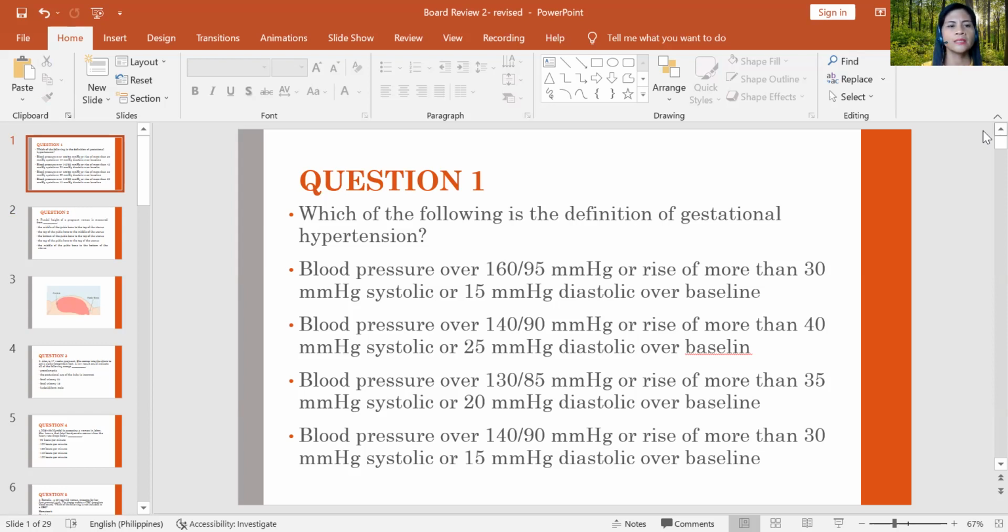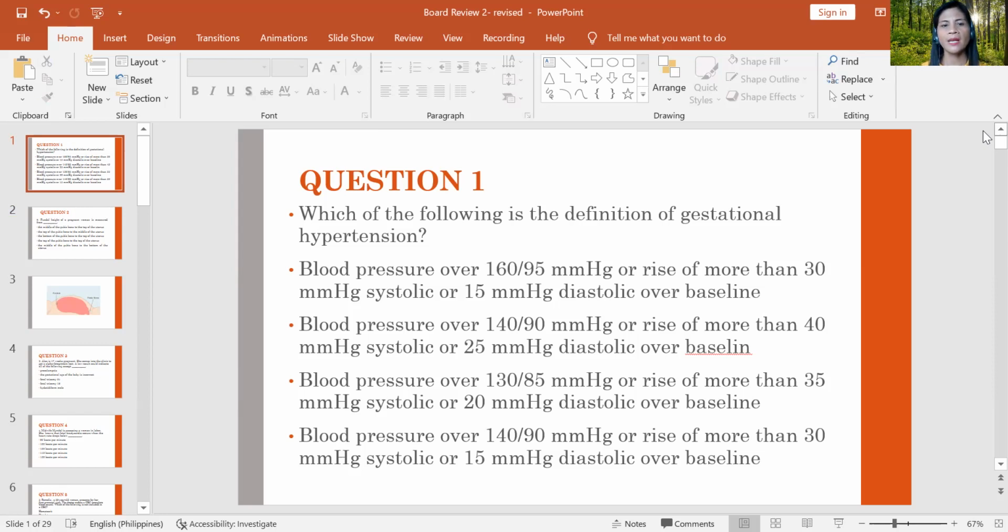So the right answer is blood pressure over 140/90 millimeters mercury or rise of more than 30 mmHg systolic or 15 mmHg diastolic over baseline. So what is the explanation for this? Gestational hypertension is defined as a blood pressure over 140/90, that is millimeters mercury, or a rise of more than 30 mmHg systolic or 15 mmHg diastolic over baseline.